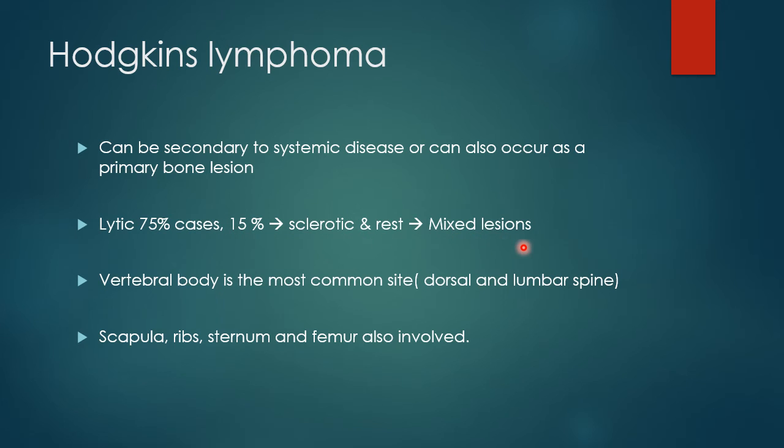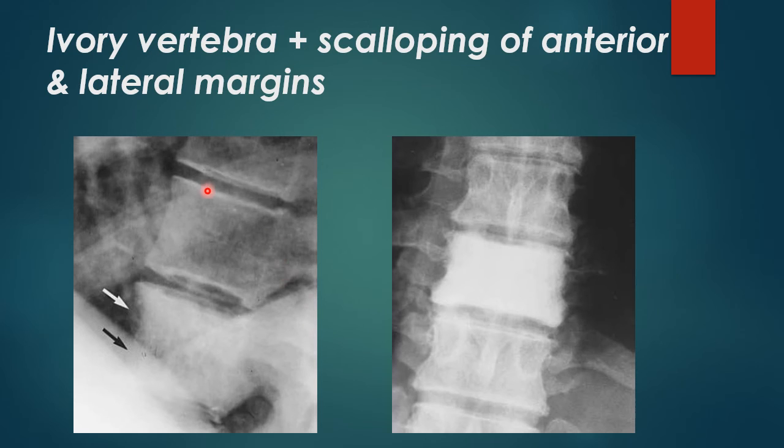Vertebral body is the most common site of occurrence in Hodgkin's lymphoma, and it most commonly involves the dorsal and the lumbar spine. Other bones that can be involved are also the scapula, ribs, sternum and femur. So there are two important characteristic findings that we see in Hodgkin's lymphoma. One is ivory vertebra. The next one is scalloping of the anterior and lateral margins.